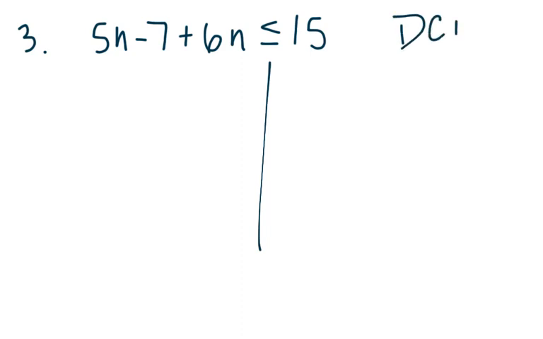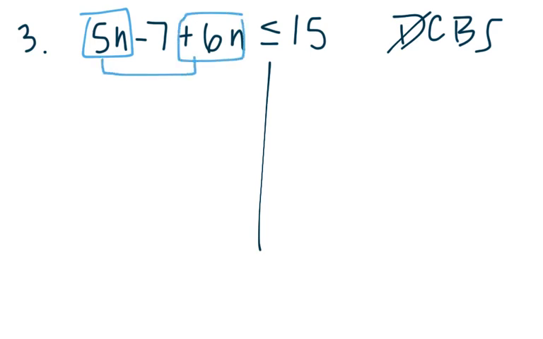Number 3, we have 5n minus 7 plus 6n is less than or equal to 15. So we don't need to distribute anything, so we can cross that off. We'll go to the next step, which is combine like terms on each side. I've got a 5n plus 6n. Combining is just adding those two. So 5 plus 6 will give us 11n, and minus 7 just stays the same. Our sign stays the same, less than or equal to 15.